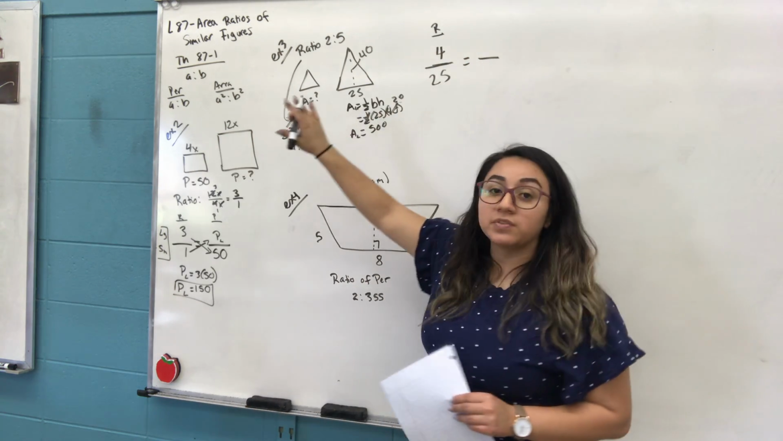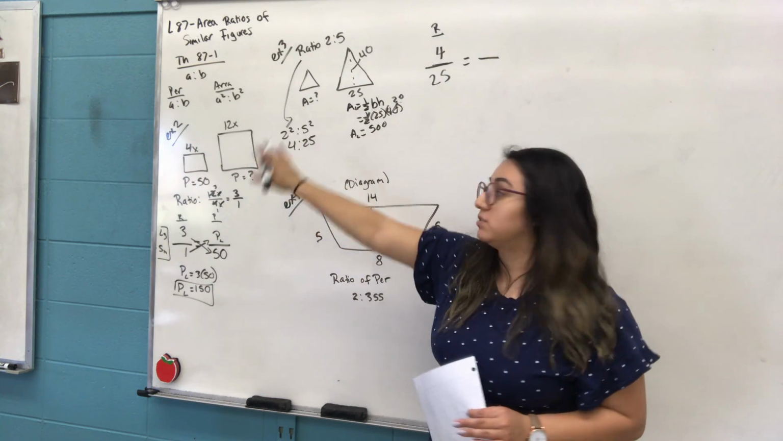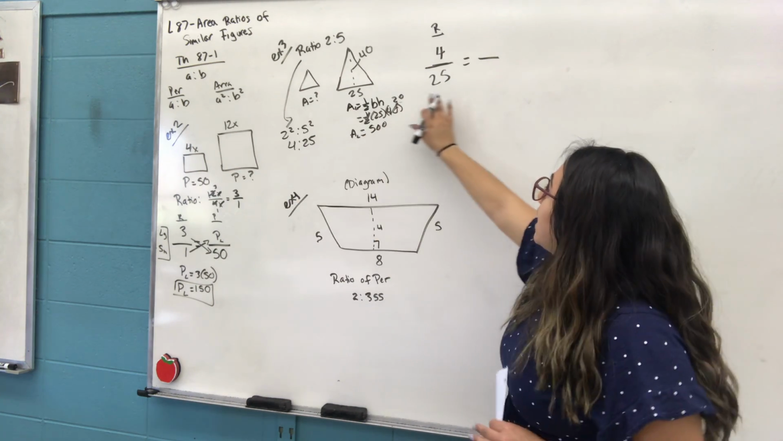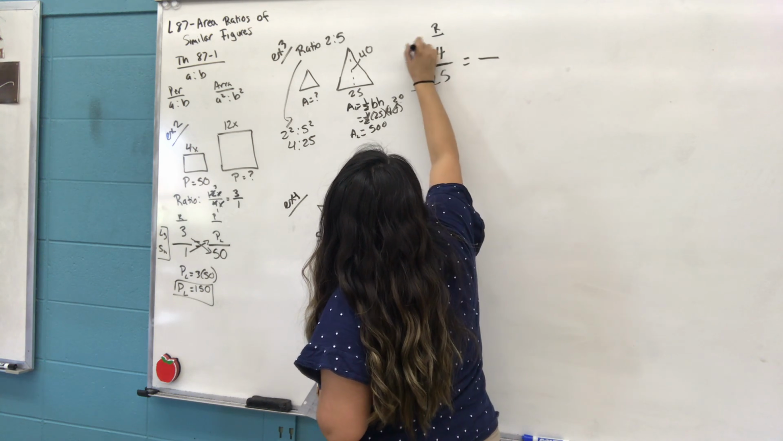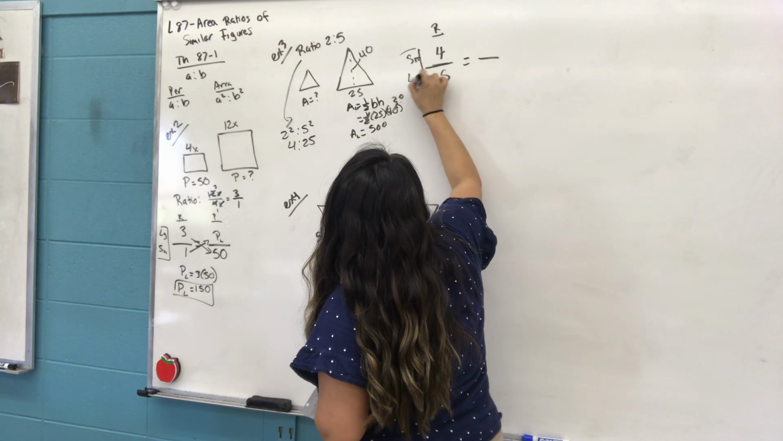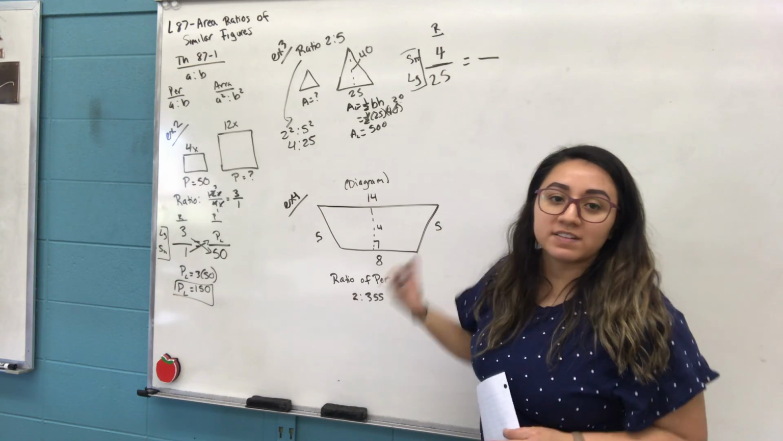Again, this only goes for areas and not perimeter. That's why we didn't do it for example 2. Now we have 4 over 25. 4 I would say for the smaller shape, and then 25 for the larger one. It really doesn't matter which one you have, small or larger, on top.